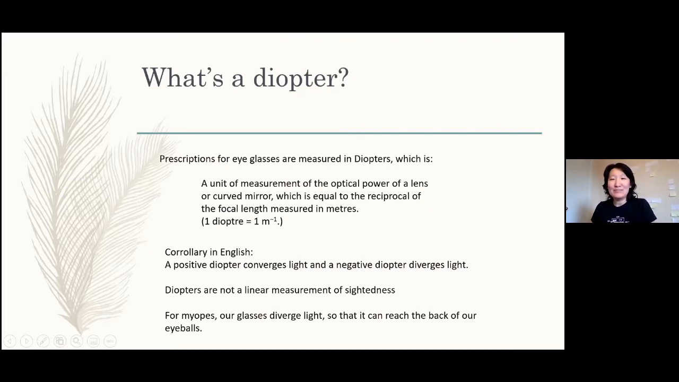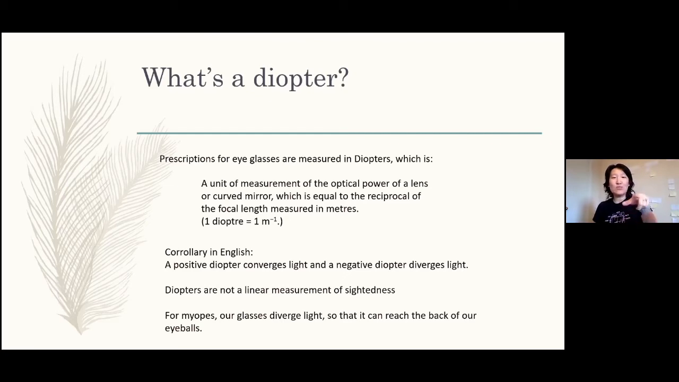What is a diopter? A diopter is a unit of measurement of the optical power of a lens or a curved mirror, and it's equal to the reciprocal of the focal length measured in meters. I think that just means the things that I'm going to tell you below, because I'm not mathy. Basically, when you get a prescription for your eyes, a positive diopter means that it converges light, so that's like a magnifying glass, right? And a negative diopter diverges light, so it makes things kind of wider.